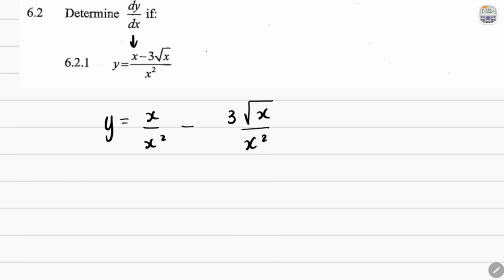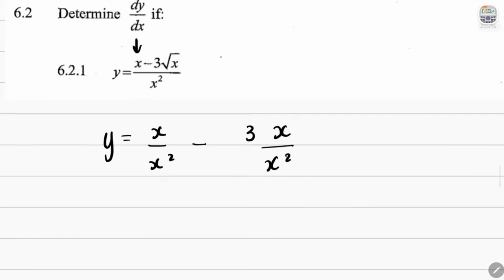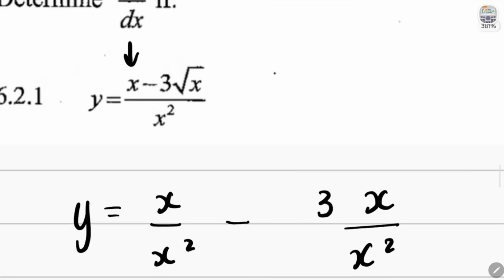We can't really have a radical and then derive, because then we can't really use the power rule. So what we're going to do is rewrite this so that it has a base and then a rational exponent. So the base is x, but the exponent is going to be, think about what the inside exponent of the third root is.